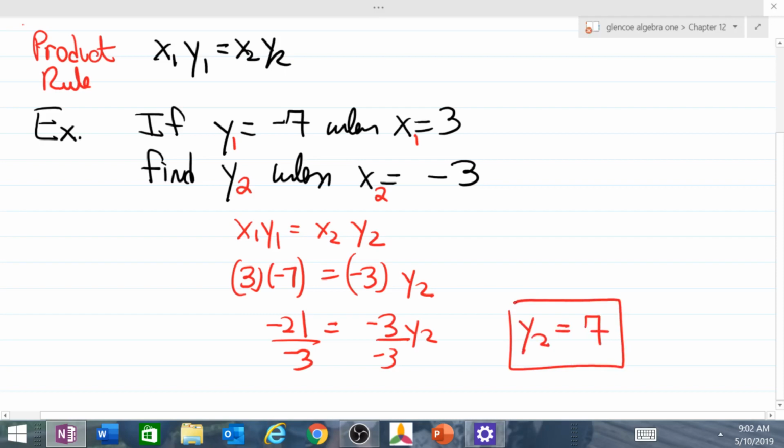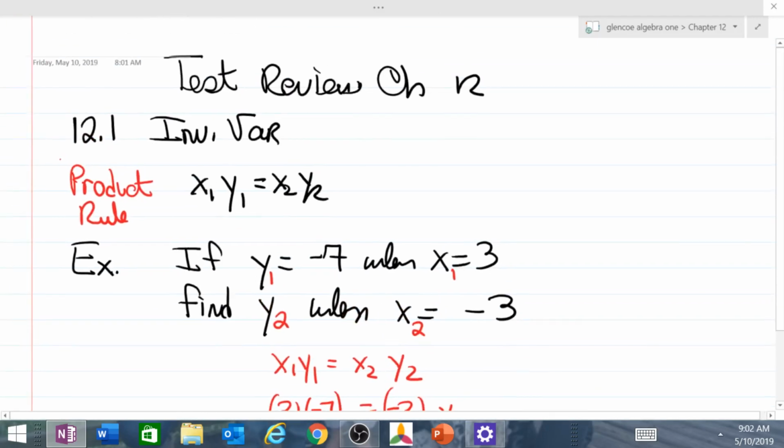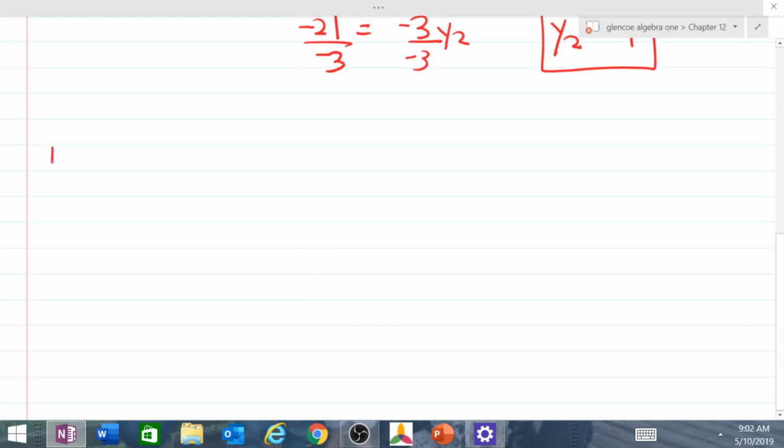Probably like 3 dealing with inverse variation. Okay, that's 12.1, inverse variation. 12.2.